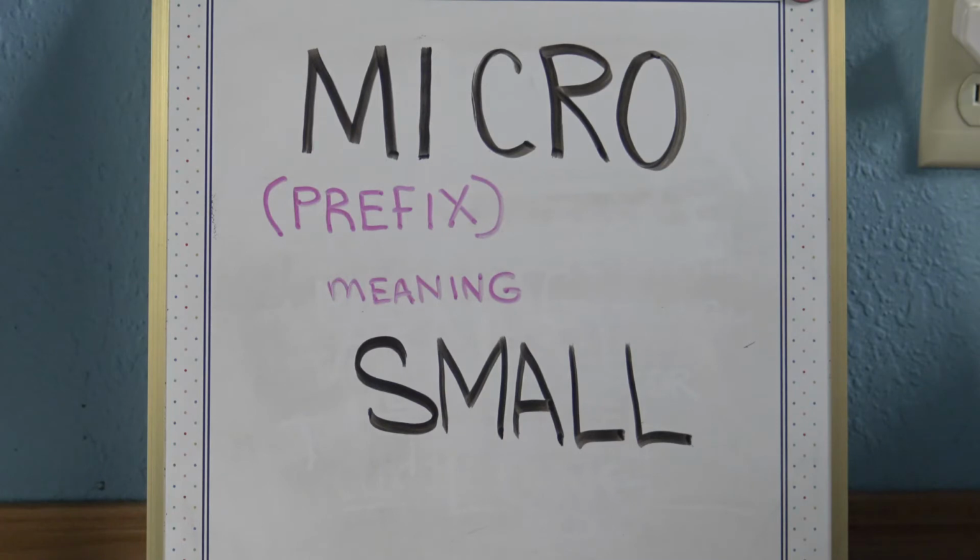Micro. Micro is also a prefix, so the beginning of a word, and its meaning is small. So microsomia, like that's small body. Microcephaly, small head. Microbiotics. So micro is a prefix which means small.